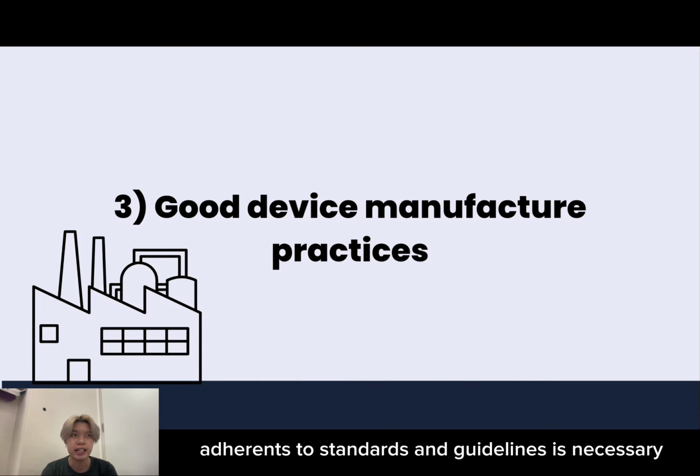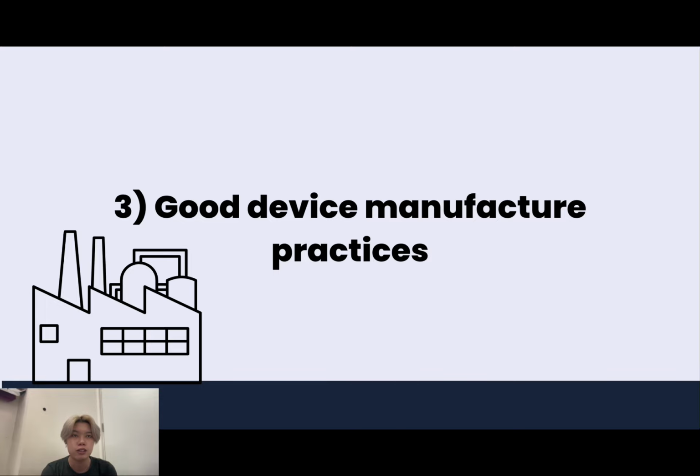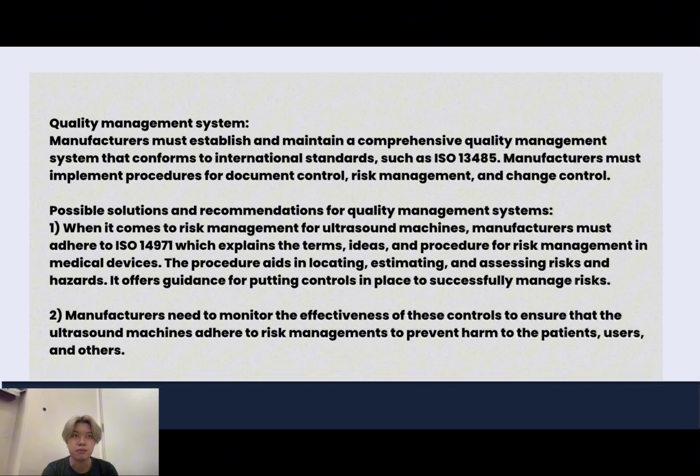Adherence to standards and guidelines is necessary for good manufacturing practices for ultrasound machines in order to guarantee the manufacturing of safe and high-quality medical devices. The following are important guidelines that producers must adhere to. Quality management system. Manufacturers must establish and maintain a comprehensive quality management system that conforms to international standards such as ISO 13485. Manufacturers might implement procedures for document control, risk management, and change control.